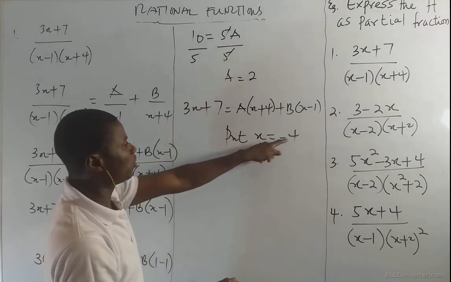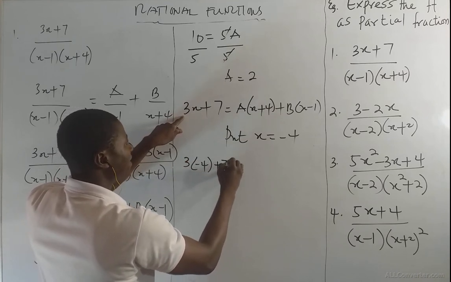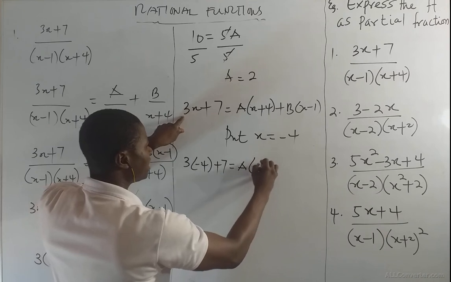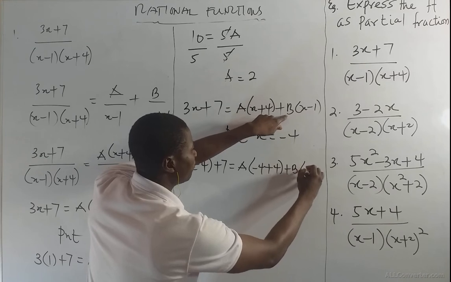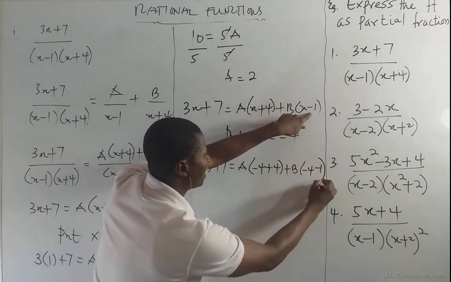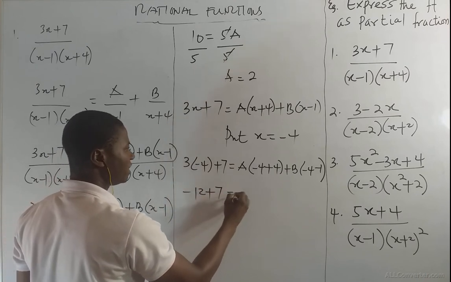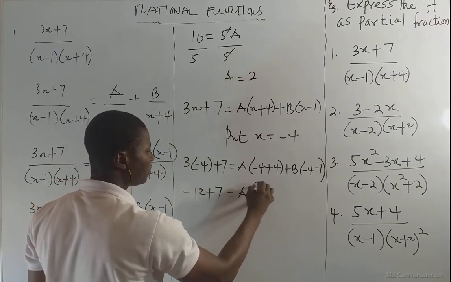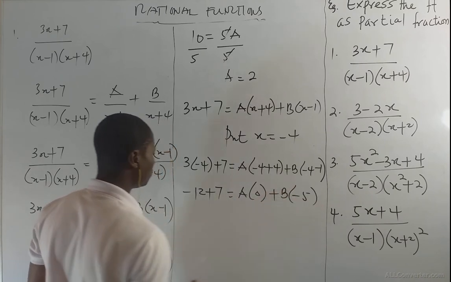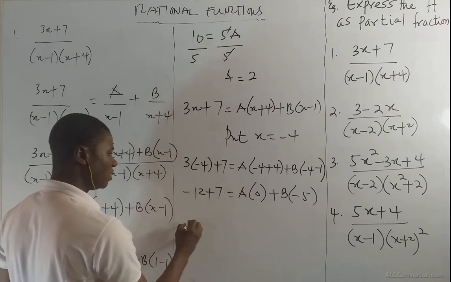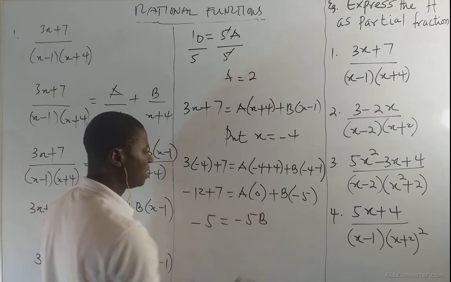So when you put x equals minus 4, we are going to have 3 times minus 4 plus 7. This is equal to a into bracket minus 4 plus 4, then plus b into bracket minus 4 minus 1. So 3 times minus 4 gives us minus 12, plus 7 is equal to a times 0, so a will be gone. Then we have b times (minus 4 minus 1), which is minus 5b. Minus 12 plus 7 gives us minus 5. And this is equal to minus 5b. And we are solving for b.